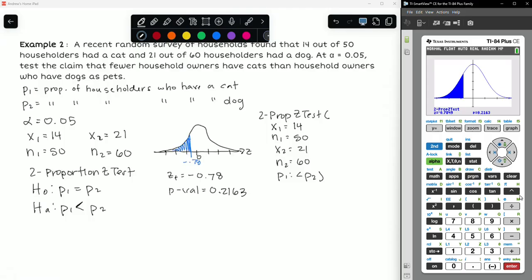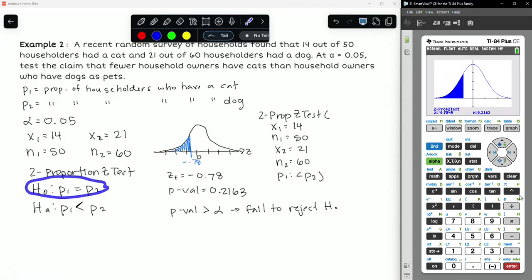In this problem, my p-value is much greater than my alpha, about 4 times greater. And when my p-value is greater than my alpha, I fail to reject the null. Since I'm failing to reject this, there's not enough evidence to support that. So I do not have evidence to support the claim that fewer household owners have cats than household owners have dogs.